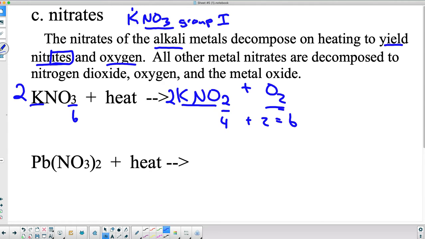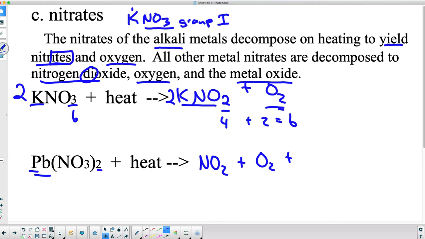Well, what happens if you don't have an alkali metal? What happens if it's not a group 1 metal? Well, all other metal nitrates decompose to give us nitrogen dioxide, oxygen, and metal oxide. That's 3 products. So let's start off with the first one. So this is lead. Lead is not an alkali metal, so I'm going to write down NO2, that's nitrogen dioxide, there's the di part, 1 nitrogen, 2 oxygens, plus oxygen is O2, like that, plus the metal oxide. Now the metal is always the 1 in the beginning, so that's lead.